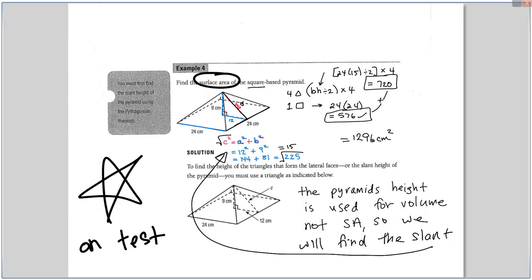And on my test, it'll be very structured like that. It'll say, part A, find the slant height. Part B, solve for the surface area of the pyramid.